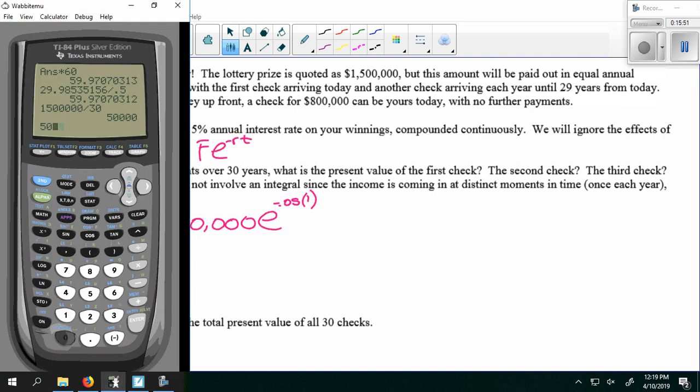So 50,000 times e to the negative 0.05. That gives me about $47,561. So they could give me $47,561 today, I would invest it and let it grow to $50,000 a year from now, or I could just wait and they give me $50,000 a year from now. So that's what the present value means. They're going to give me $50,000 in a year. That's equivalent to giving me $47,561 today.